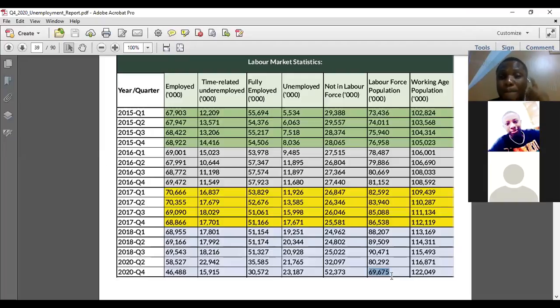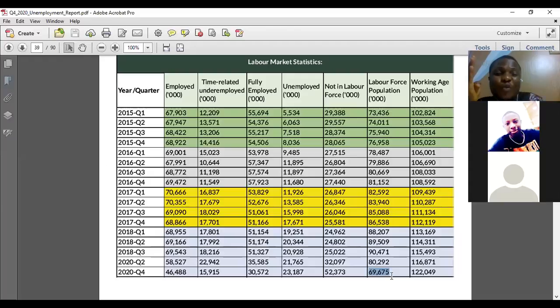51 million people are not in the labor force. That means 51 million people are either incapacitated by their health issues or they are not willing to work, right? Or they are not doing legal work, or they are not searching for a job. 51 million. That tells you the level of pessimism in the Nigerian labor workforce.